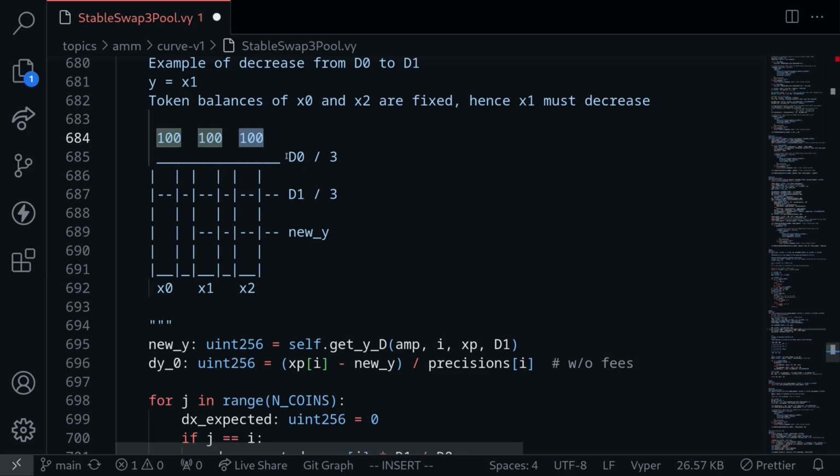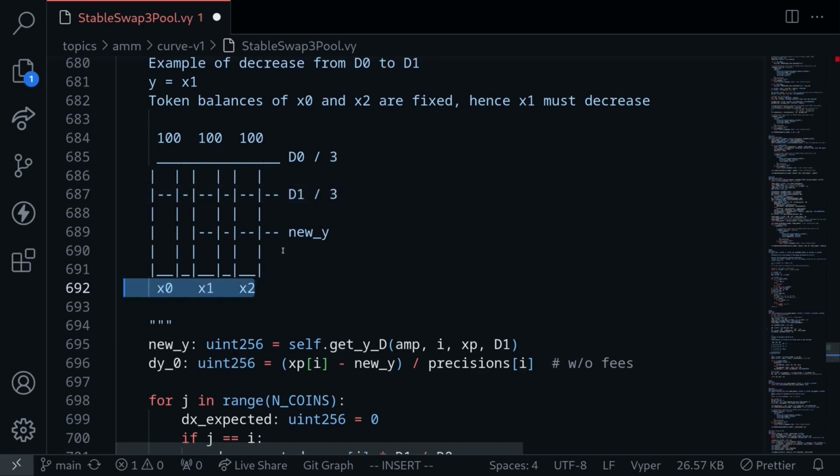After reducing this current liquidity D0 by the amount of LP tokens that we're burning, let's say that if we were to remove liquidity in a balanced way, then D1 will be over here. So from token X0, we will remove this much amount of token X0. For X1, we will remove this much amount of X1. And likewise, for X2, we will remove this much amount of X2. All of these amounts that we're going to be removing are the same. So this is the ideal D1 over 3. Why is it 3? Well, because we have 3 tokens.